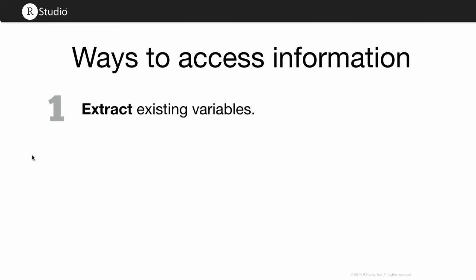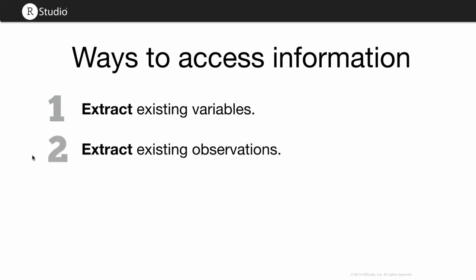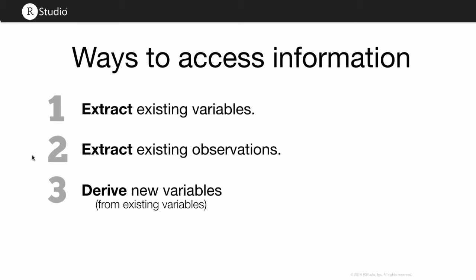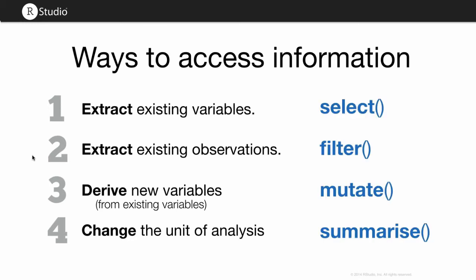So when it comes to accessing information in your data frame, it can help to just extract information that's already there to avoid the overwhelming amount of distraction that the other variables provide. So you can extract variables, you can extract observations, you could derive new variables, and you could change the unit of analysis that the data set displays. And I'll talk about that when we get there.